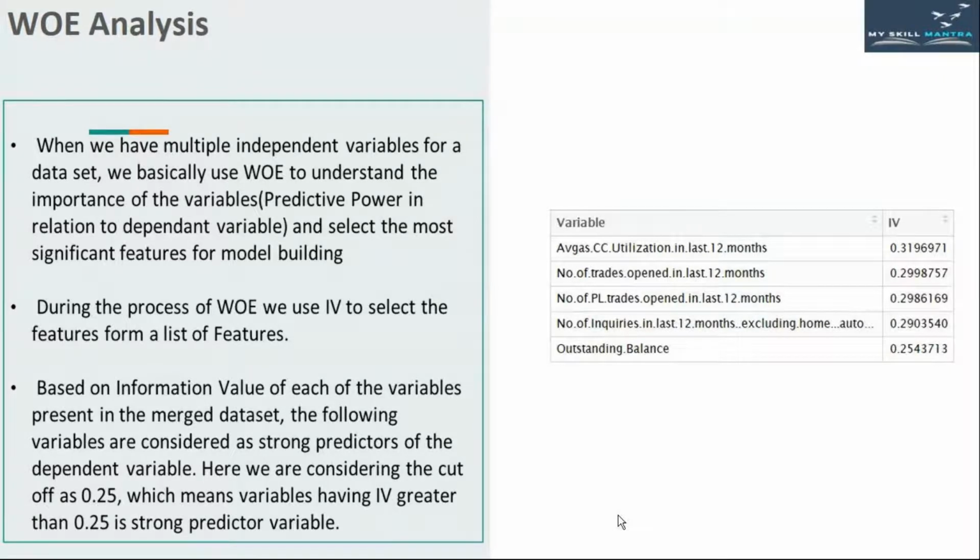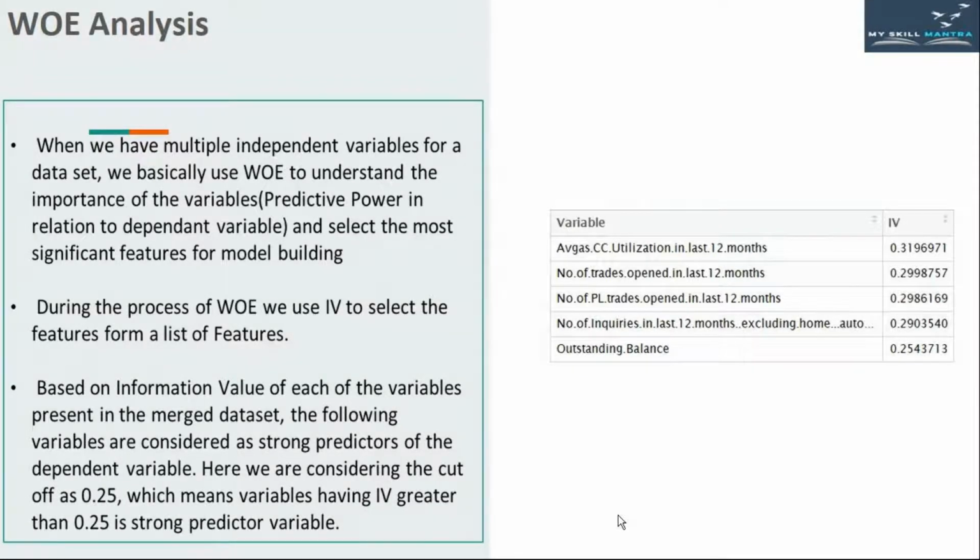So an ML engineer has many features with him. How does he decide which ones to take, or even better to say, how to create new features out of the data? There are many techniques. One such is the WOE, or the weight of evidence. We use WOE to understand the importance of variables, in other words, the predictive power in relation to the dependent variable. We do that and we select the most significant features for model building.